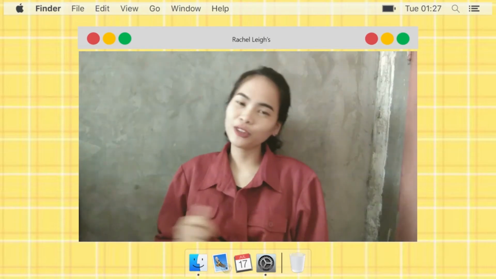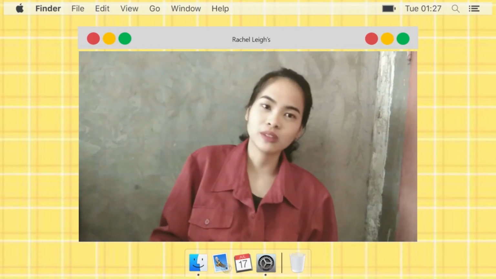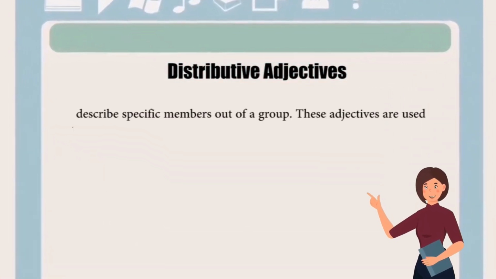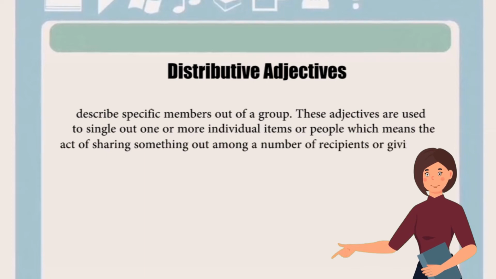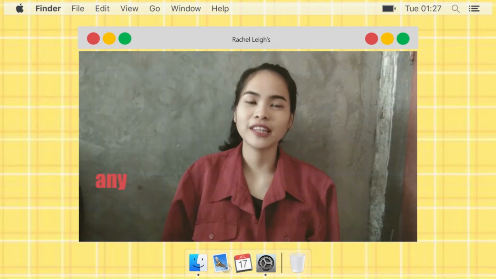Now moving on with the other type of adjectives, the distributive adjectives. What is a distributive adjective? Distributive adjectives describe specific members out of a group. These adjectives are used to single out one or more individual items or people, which means the act of sharing something out among a number of recipients or giving out. Some of the most common distributive adjectives are each, every, either, neither, and any.